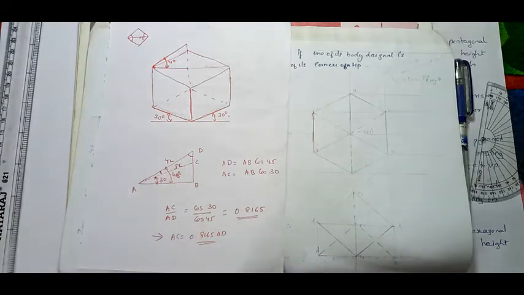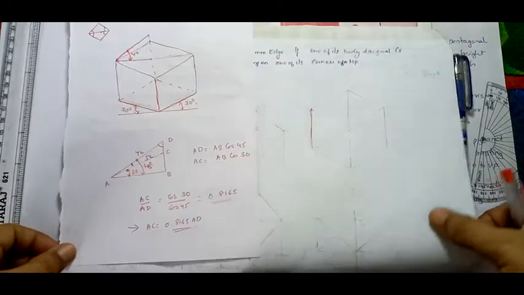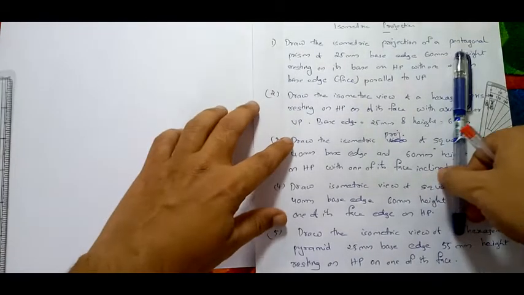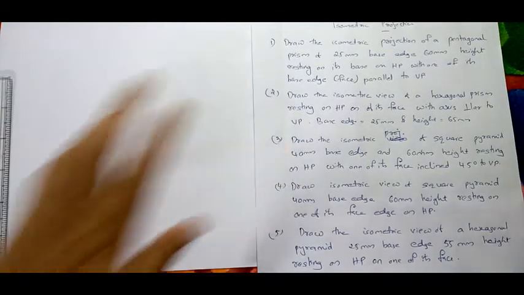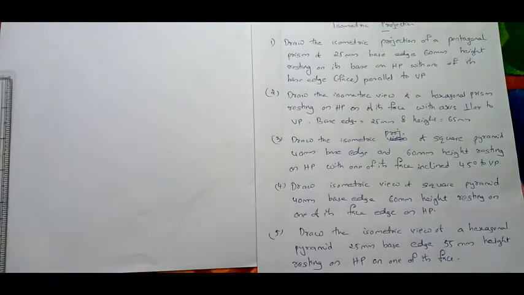So isometric projection is very simple. The same procedure will be followed for all the problems. The only difference is you have to check whether we have to draw the isometric view or projection while drawing the figure. So that's a very important thing. So we'll start with the first problem. Draw the isometric projection of a pentagonal prism of 25 mm base edge and 65 mm height resting on its base.